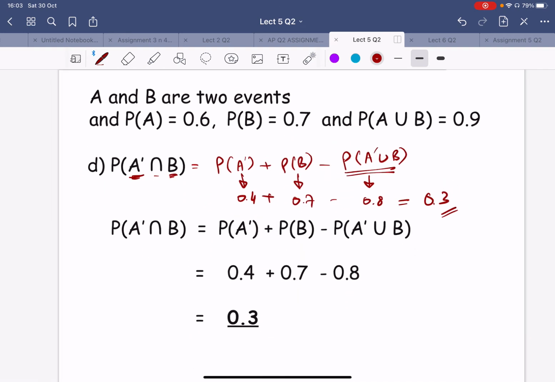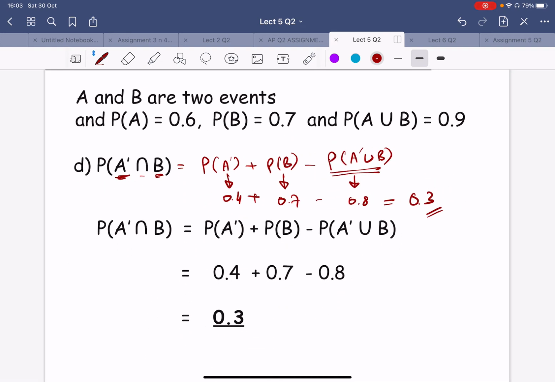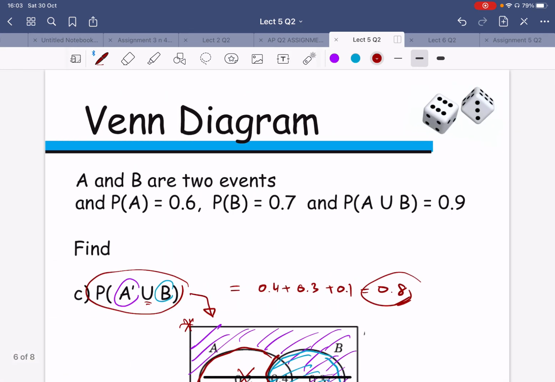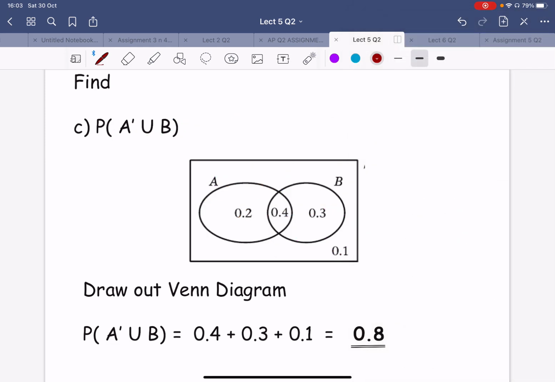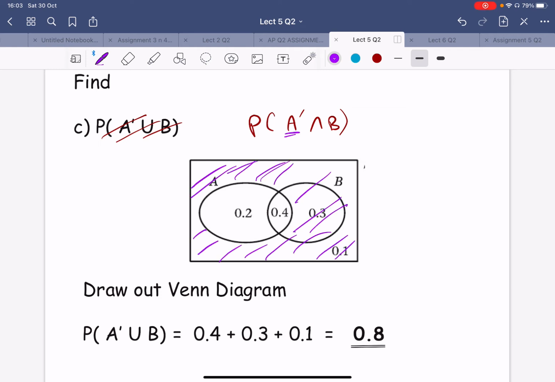Okay, let's say if I want to draw out a Venn diagram, is it possible? Yeah, it's possible. You can do a Venn diagram as well. Let's just use this Venn diagram here. Okay, let me just draw it out. Let's say this time we are looking for prob of A naught intersect with B. So I will first shade A naught. Again, this is A naught. Okay, so not A.